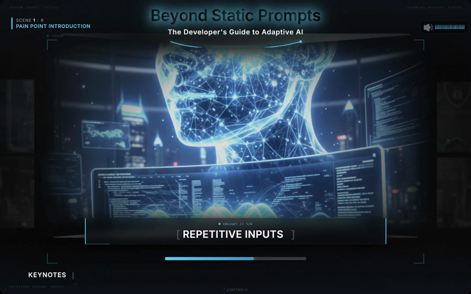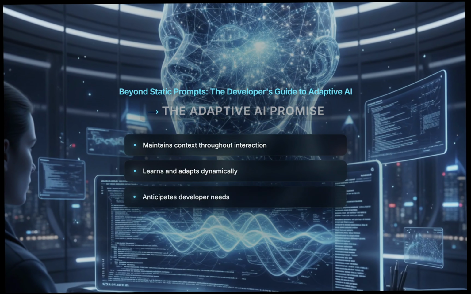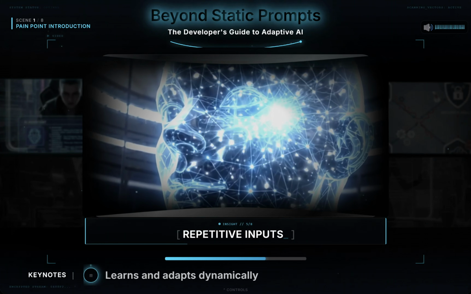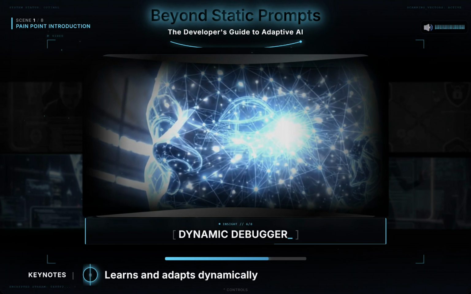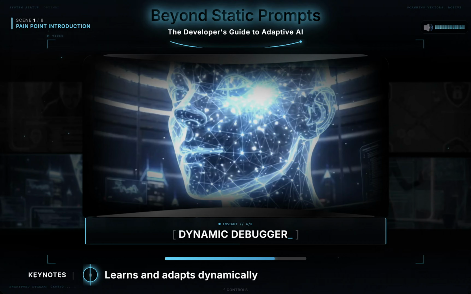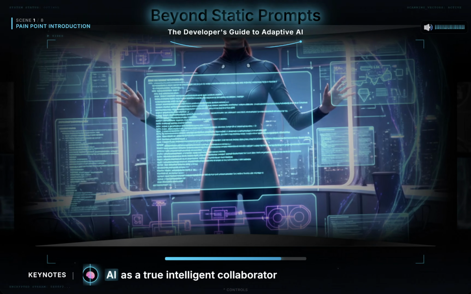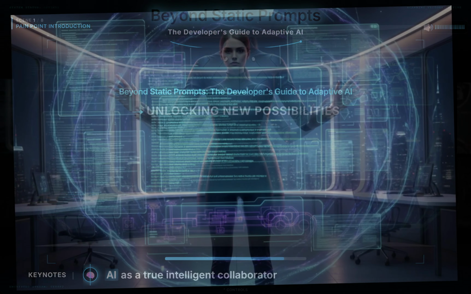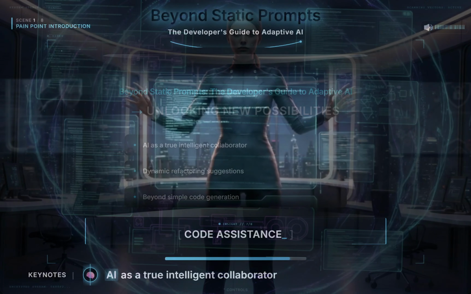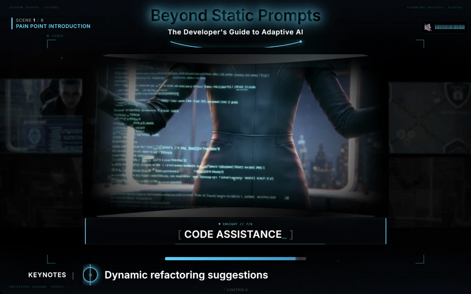Picture a moment where your AI assistant isn't just spitting out code snippets, but truly understanding your codebase's evolving state, suggesting refactors based on observed runtime patterns, or even helping you architect complex systems by dynamically adjusting its recommendations as new constraints emerge. This shift, from static prompts to adaptive intelligence, opens up possibilities that go far beyond simple code generation. It's less about asking the right question every single time, and more about engaging in a true, intelligent collaboration. But how does it actually work? And what does adaptive thinking even mean for an AI? Let's break it down.